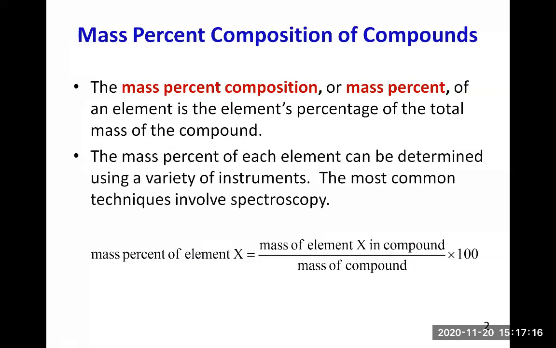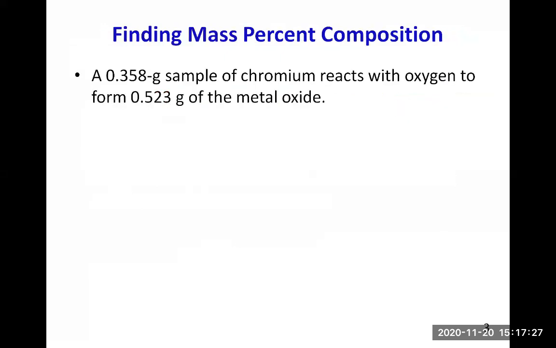The mass percent of each element can be determined using a variety of instruments. The most common techniques involve spectroscopy. So, finding the mass percent composition. Let's go through an example to see how we do this.